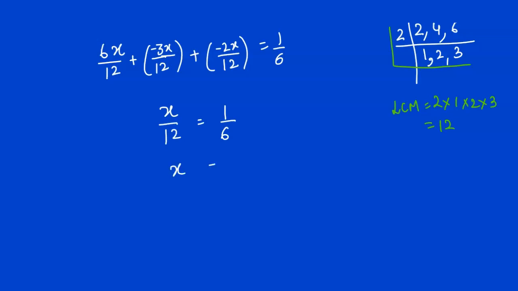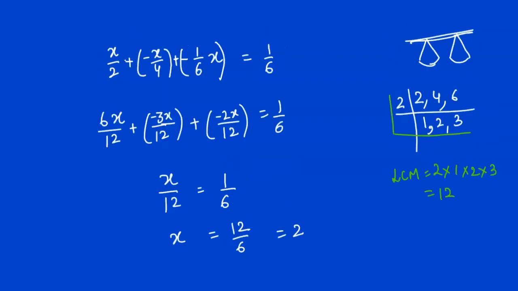So let's take 12 to the other side. We have 12 by 6. So x comes out to be 2. So I hope it is clear.